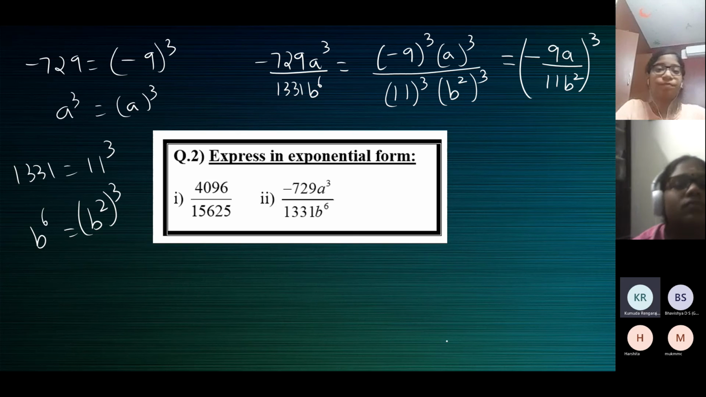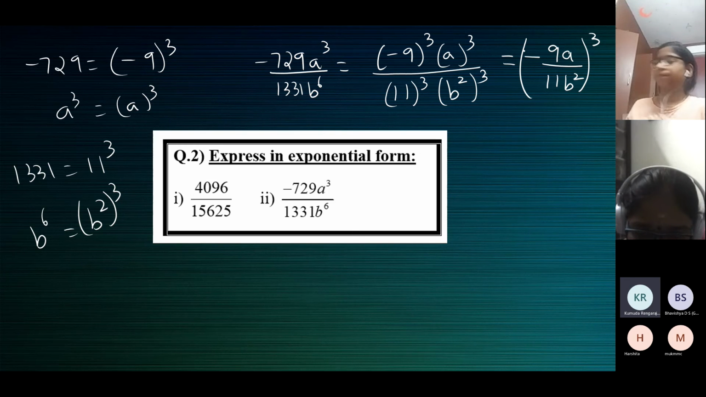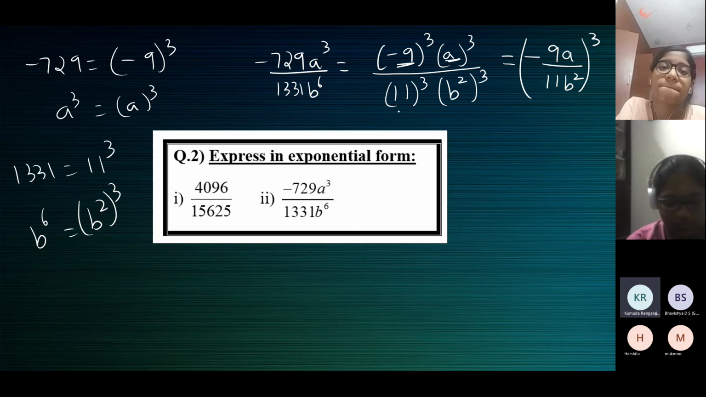Everything is raised to the power 3. So minus 9a by 11b square the whole power 3. See here, I'm taking minus 9 from this, a from this, minus 9a in the numerator, 11 from this. I'm just striking out the powers 3, taking away the power 3 everywhere. What is remaining? Minus 9a in the numerator, 11b square in the denominator, the whole power 3.